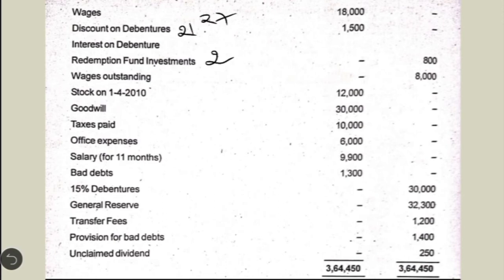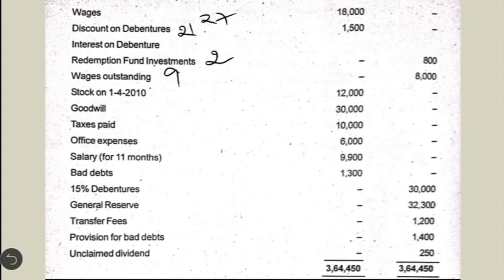Then wages outstanding. Usually we find outstanding wages or outstanding salary in the adjustments, but here it is given in the trial balance, which means the outstanding wages are already added in note number 27 to the total wages. We have to show that as a current liability in note number 9. So actually we have two adjustments, but the one relating to the profit and loss account is already over. This has to be shown as a current liability in the balance sheet in note number 9.